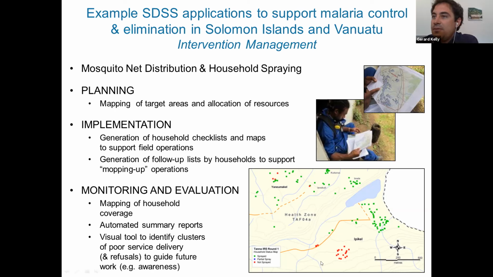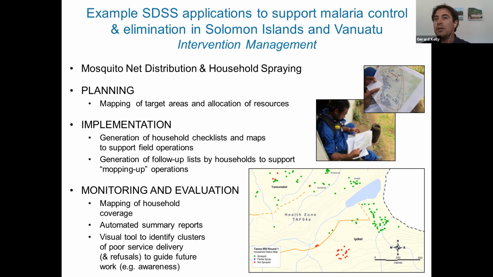And this chief of this village, Ipakal, actually became a malaria ambassador after that program, and ended up going around the whole province, basically promoting the benefits of household spraying to support malaria elimination. And it's actually a really successful example of utilizing spatial tools in the Pacific to help eliminate malaria. And currently Tupaia province, which is the southernmost province in Vanuatu, is officially malaria free.